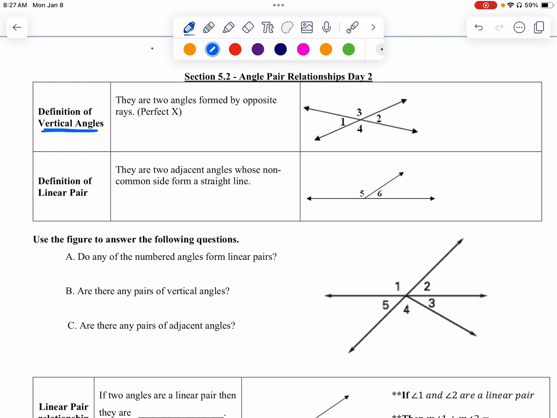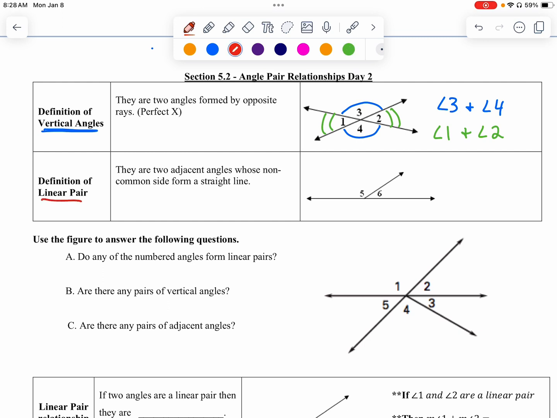So notice in the picture to the right, you have two lines that have crossed each other and made a perfect X. So the angles across from each other, so this angle and this angle, are vertical angles. So angle 3 and angle 4 are vertical angles. Also, angle 1 and angle 2 are directly across from each other, so those are vertical angles with each other. So vertical angles form a perfect X, and they're the ones across from each other.